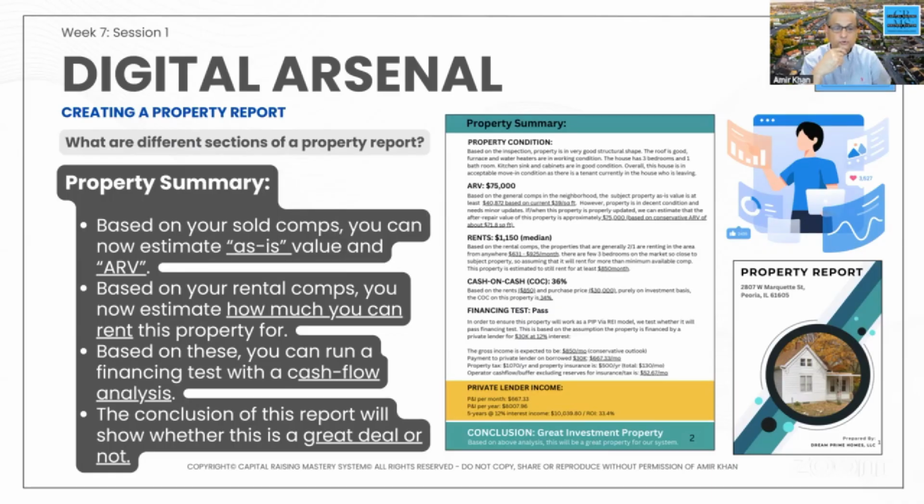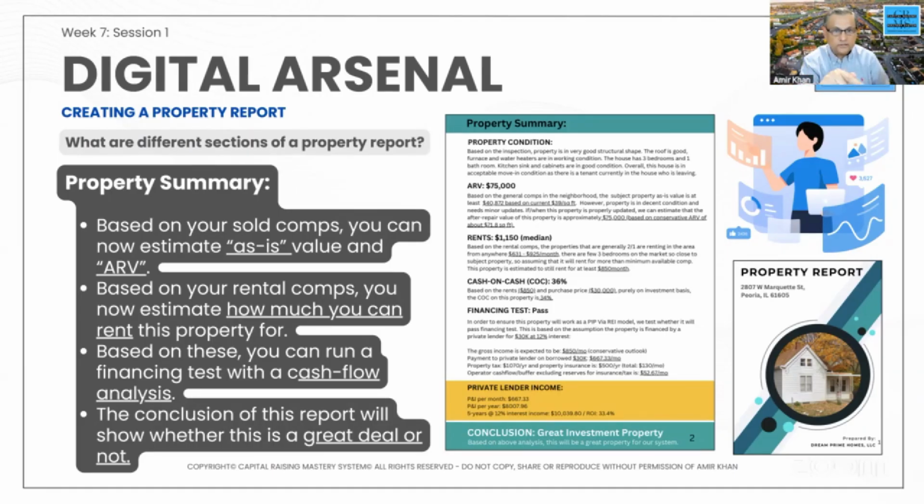Based on your sold comps, you can now estimate the as-is value and the ARV. That's what I do in this case. How do I do that? Remember, in my opinion, it's not a perfect science. If you get 4 or 5 appraisers to appraise a home, you will probably get 4 or 5 different values, right? So it's kind of like that.